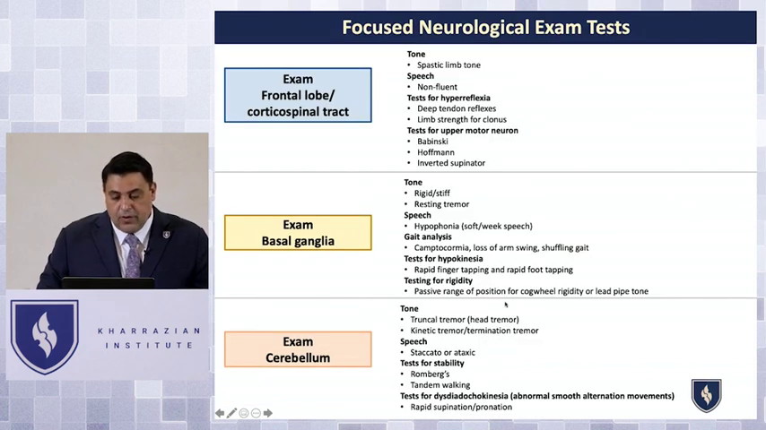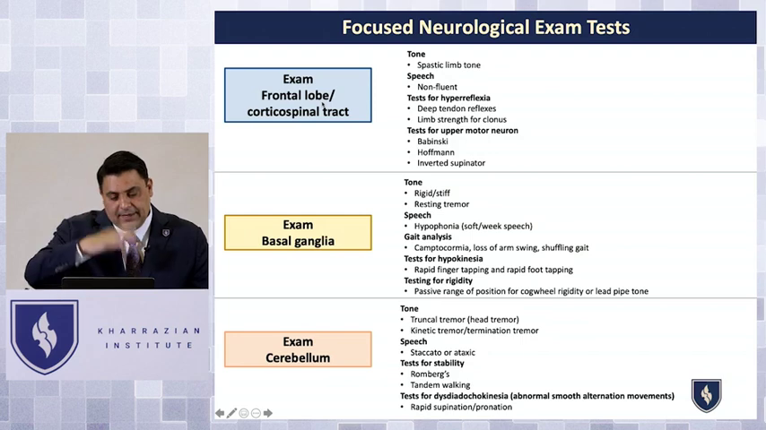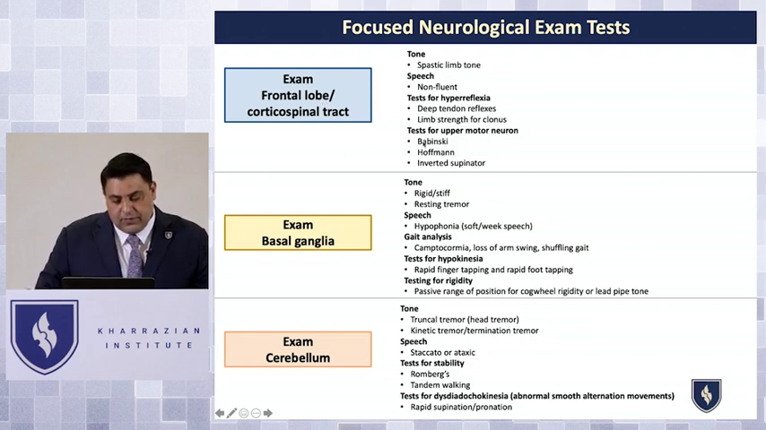And for the most part, when you're trying to do a focused neurological exam, when you're trying to rule out the frontal lobe, remember the frontal lobe activates the corticospinal tract that inhibits the anterior horn. These are things you'll see with frontotemporal dementias: spastic or tight limbs, non-fluent speech, exaggerated deep tendon reflexes, hyperreflexia, or upper motor neuron signs. And for people that have dementia with Lewy bodies, you see rigidity and stiffness in their tone. They may have a soft tone.